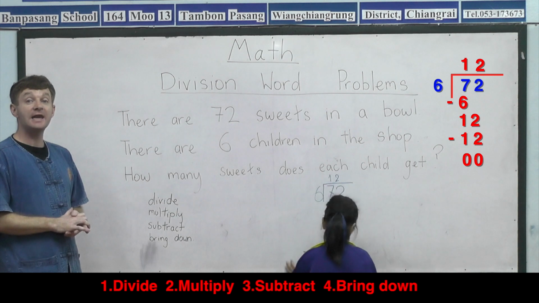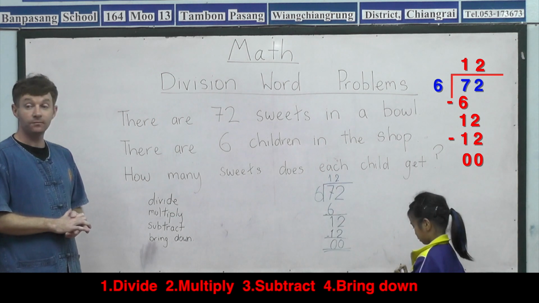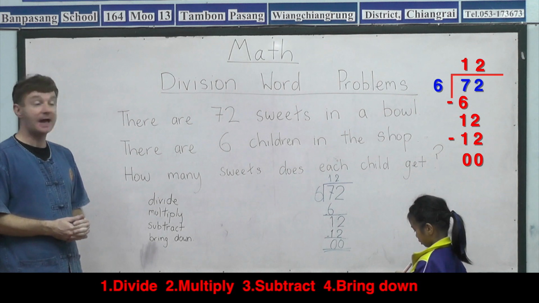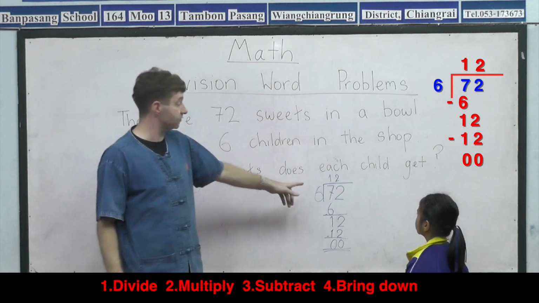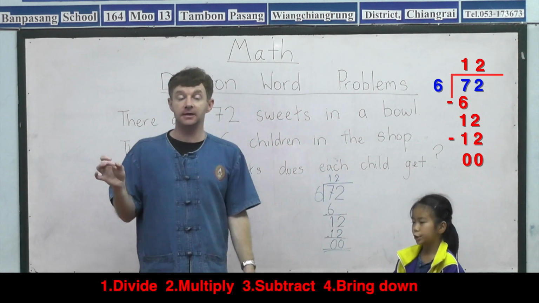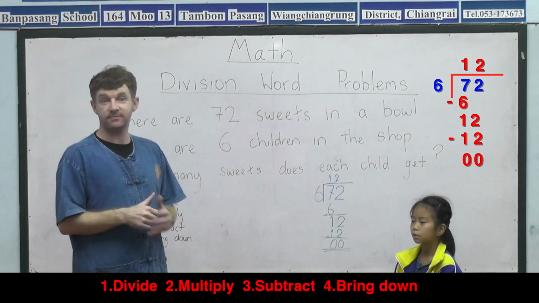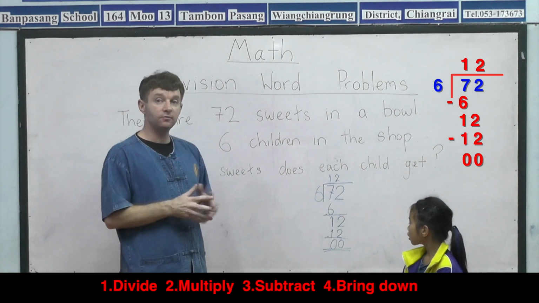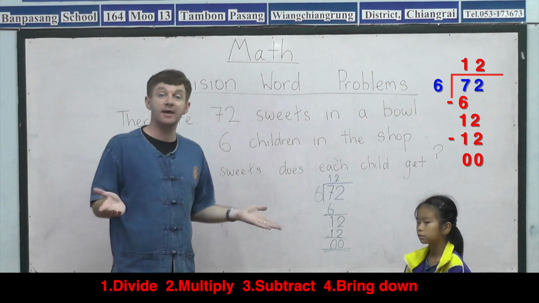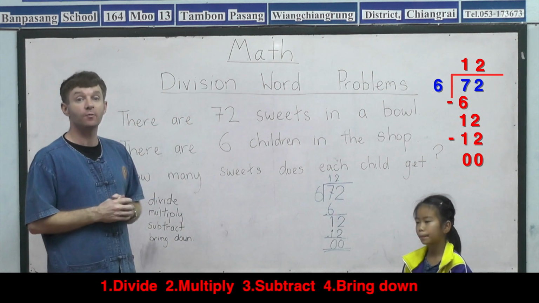Do we have any more numbers to bring down? No. Do we have our answer? 12. Yes, we have our answer. Our answer is 12. So we can say each child will get 12 sweets. And this is how we work out division word problems.